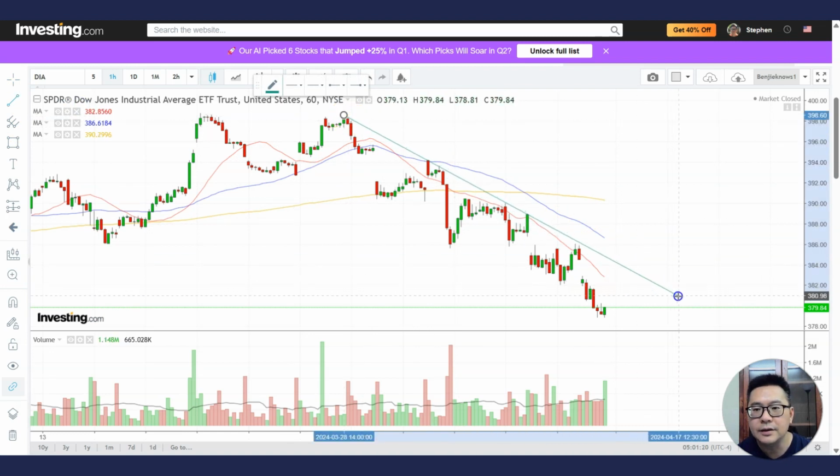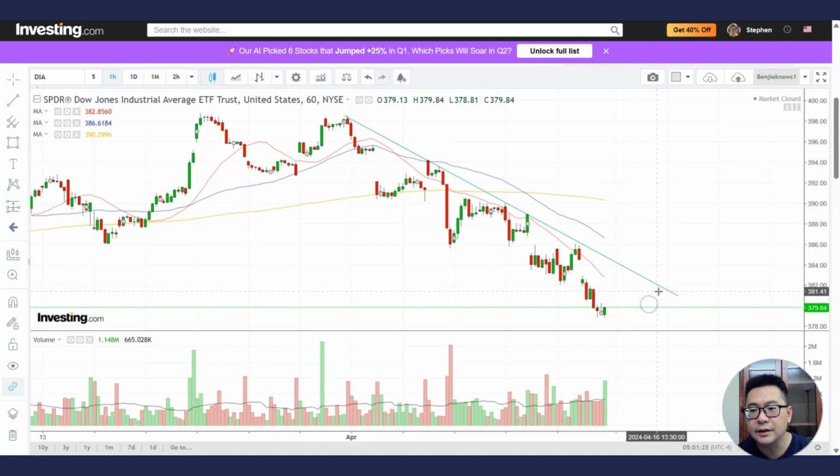In this kind of case, I really want to see it break back above the downtrend line before you should do any longs with DIA or its components. So stay cautious, stay bearish unless it goes back above the 20 MA and this downtrend line.